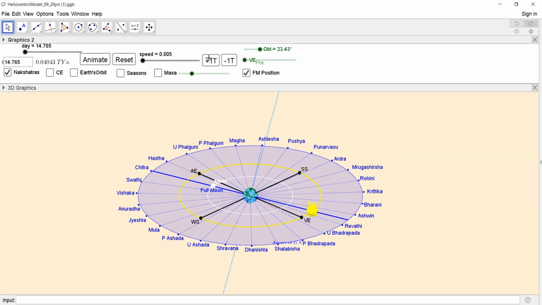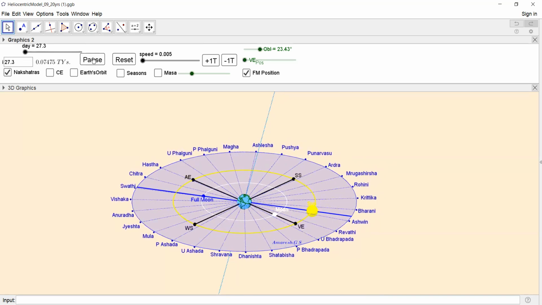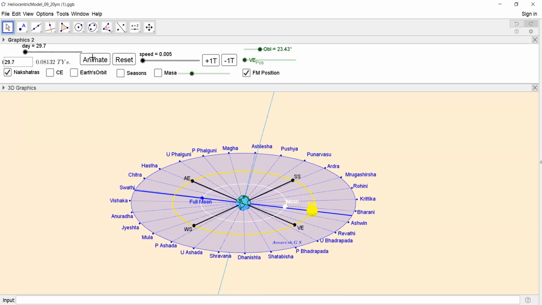Recall how the names of the lunar months in the Indian calendar system were designated. They were based on the nakshatra of the full moon. So in this case, this particular lunar month would be designated as Chaitra Masa, or full moon of Chaitra. Pardon me, the lunar month of Chaitra. Let me just complete this until we get to the next Amavasya. So this is the end of the Chaitra Masa.